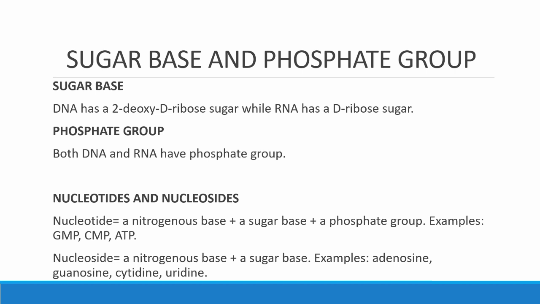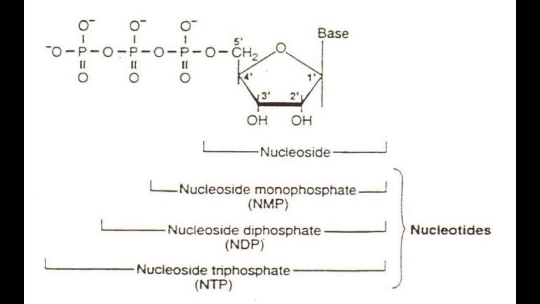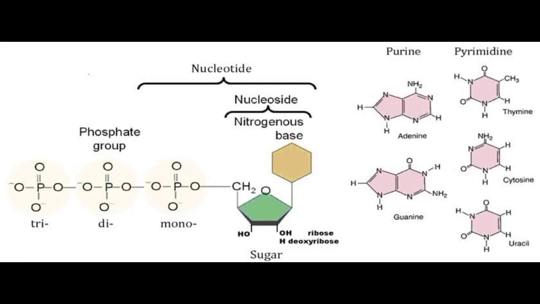Lastly, we have what we call nucleotides and nucleosides. A nucleoside is the combination of just the nitrogenous base and the sugar base. Examples are adenosine, guanosine, cytidine, and uridine. For pyrimidines, when a sugar is attached, they get an ending of -idine, while for purines, when attached to a sugar, they get the -osine suffix at the end.